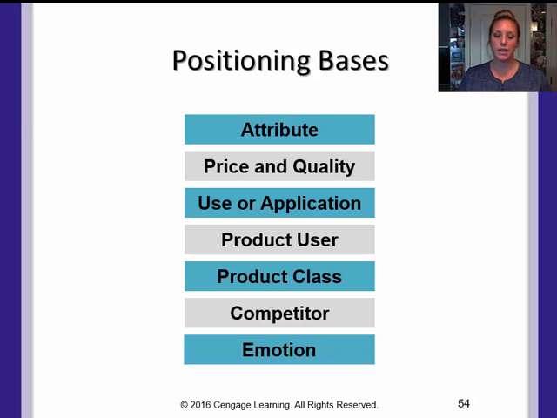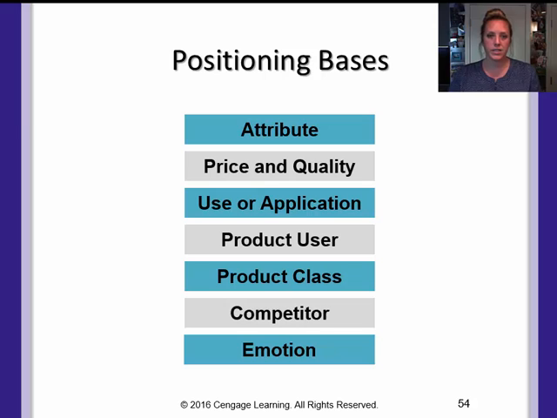Competitor is where the company positions themselves against a competitor and it's part of their strategy to say this brand is better than that brand. We often see that in paper towel commercials. And emotion is where the company utilizes emotions and how the products can make customers feel. Very similar to the Johnson & Johnson commercial we discussed in the previous lecture.